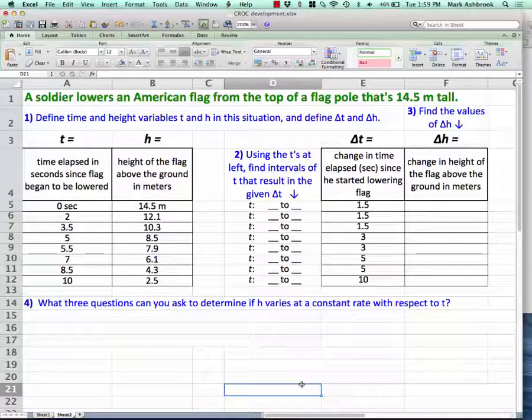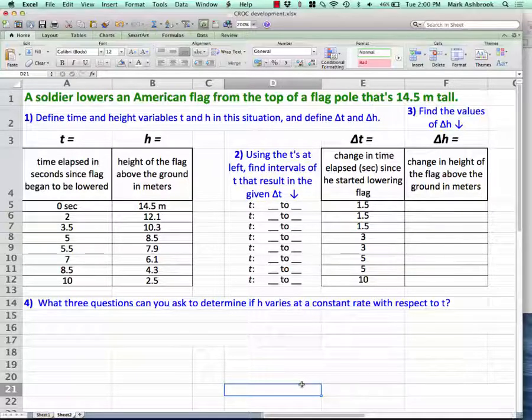So you're going to do 2 through 4. Number 2, you're going to find, using these tables over here, intervals that result in this value of delta t. And so you're going to find 3 different intervals that give you a delta t of 1.5. And then 2 different intervals that give you a delta t of 3, 2 different intervals that give you a delta t of 5, etc. Okay, that's your number 2. So people may have different responses here.